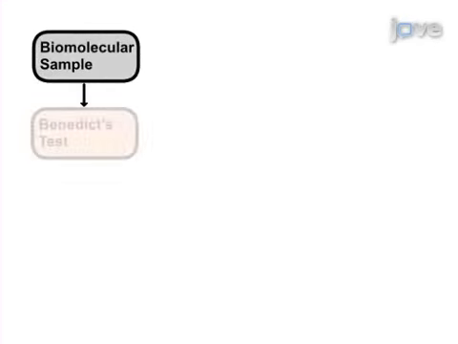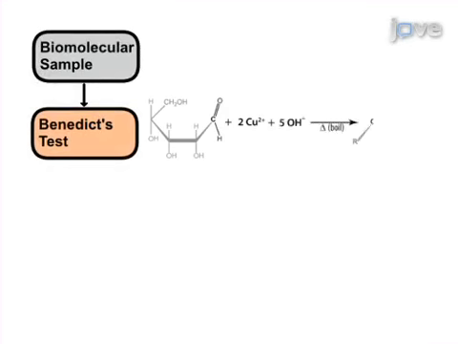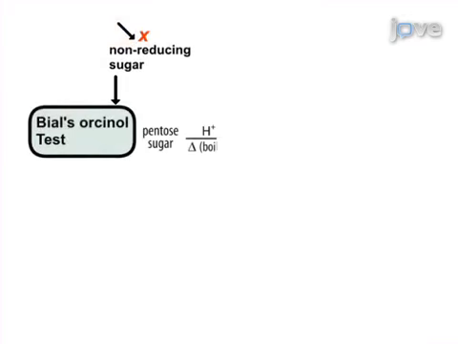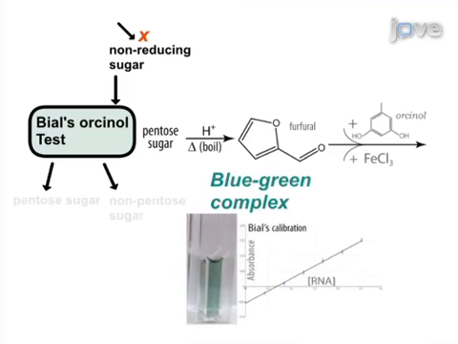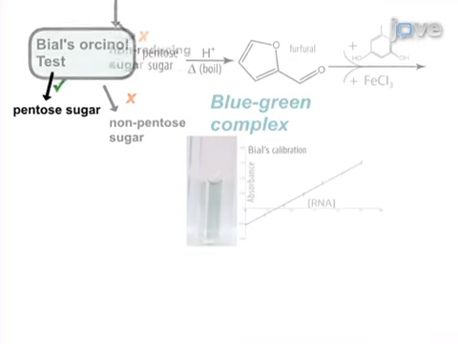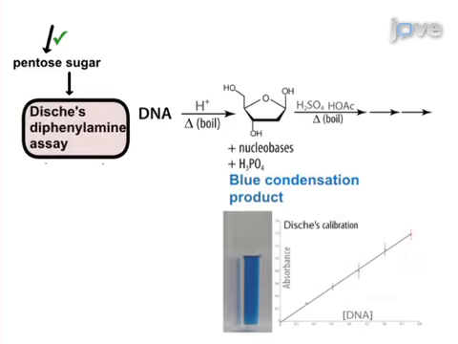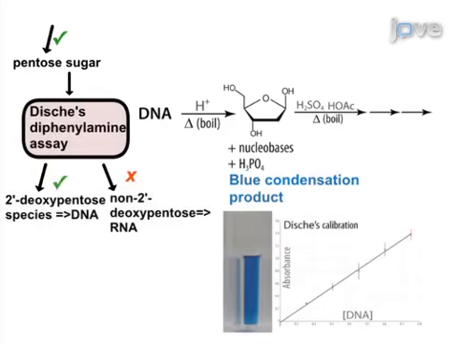This is achieved by first applying the Benedict assay to determine if the biomolecular mixture contains free reducing sugars. As a second step, the Bial's orcinol assay is used, which establishes whether or not any sugar components contain pentose rings. Next, Dische's diphenylamine reagent is used to determine whether the pentose sugar is a deoxyribose, as in DNA, or not, as in RNA.